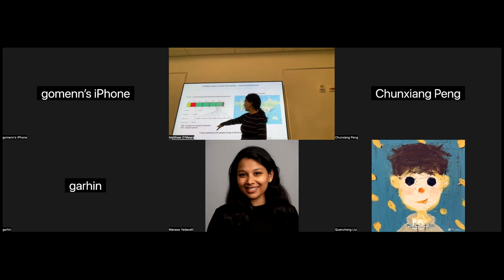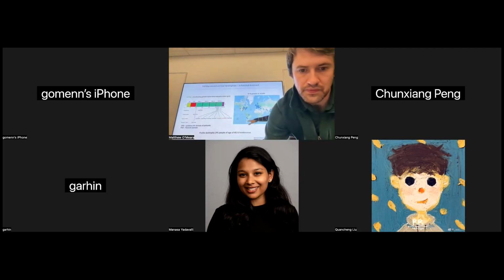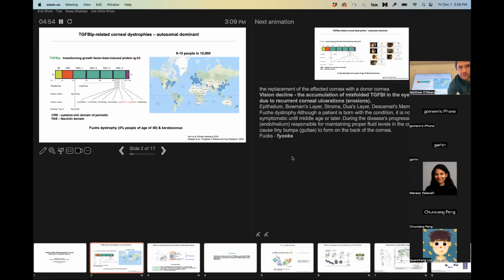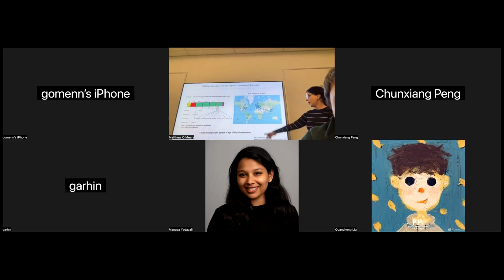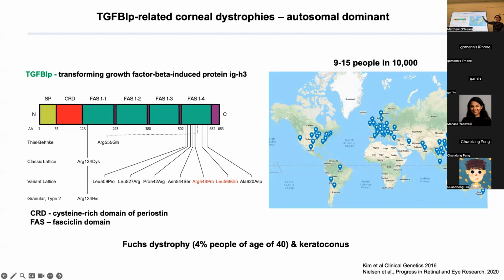Also, the wild type protein is involved in the so-called Fuchs dystrophy, and in this Fuchs dystrophy there is again a loss of transparency of the cornea, which is the very front layer of our eyes. About 4% of people older than 40 will have that type of dystrophy, and it's also involved in keratoconus. So it is not very specific for these corneal dystrophy diseases. This is where the mutated form is, but the wild type form also has quite some implications in disease.